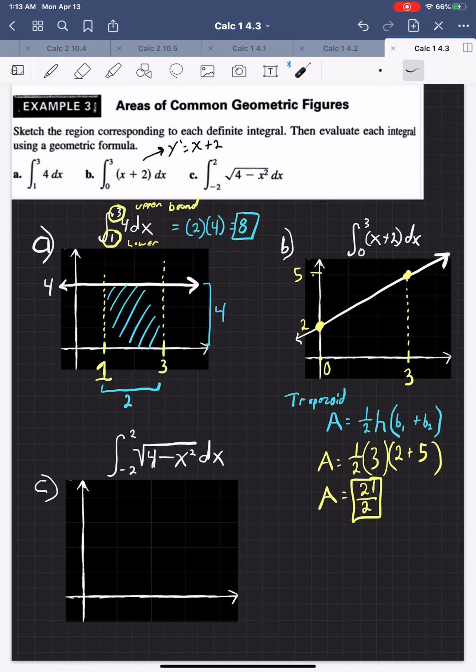All right, so that's the area of that trapezoid. Last one. So now, how do we think about the area under this curve? And more importantly, how do we even draw that curve?